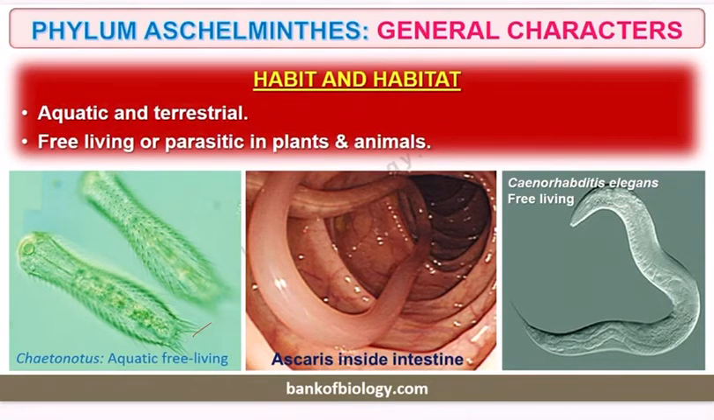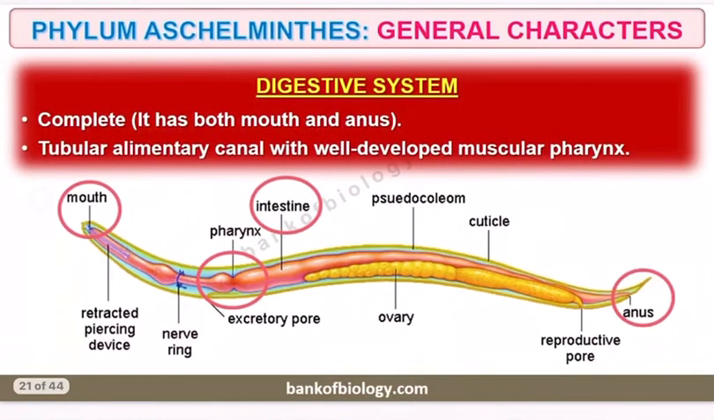Aquatic means in the water, freshwater, and terrestrial, on land. And some of them are free living, some of them are parasitic, both in plants as well as in animals. Now you can see the aquatic free living, it is Chitonotus, and Ascaris inside our intestine. Look at that, so dangerous they are. And again, some of them are free living.